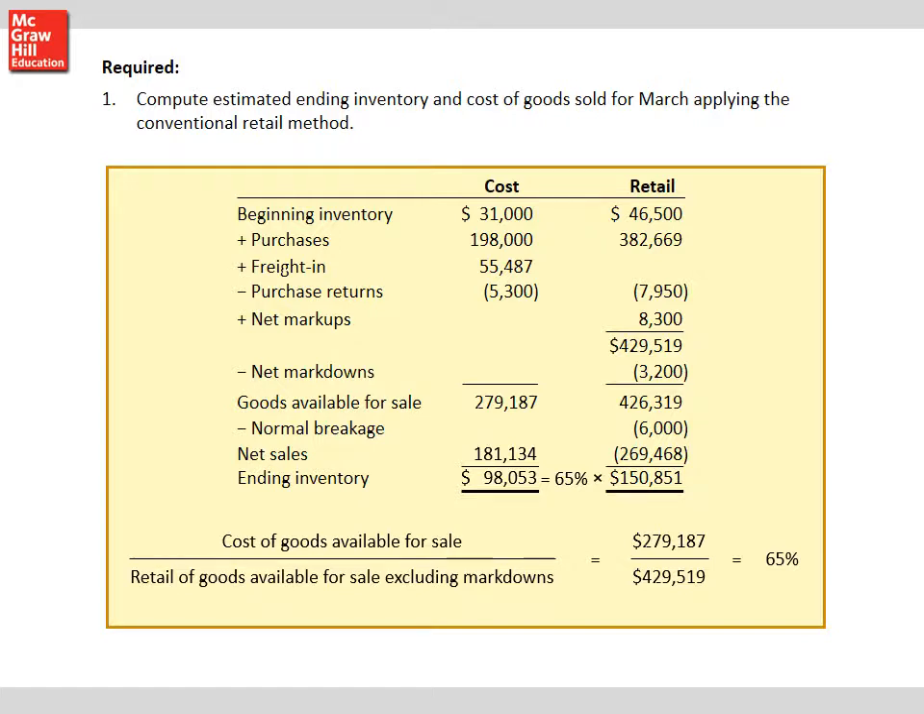Cost of everything that could have been sold is $279,187. What's still here? $98,053. You subtract that. The cost of everything that was sold: $181,134.